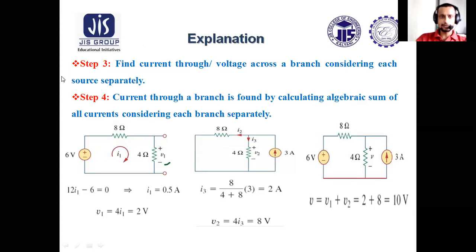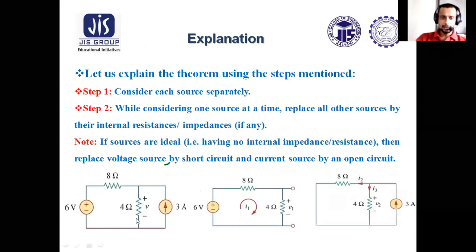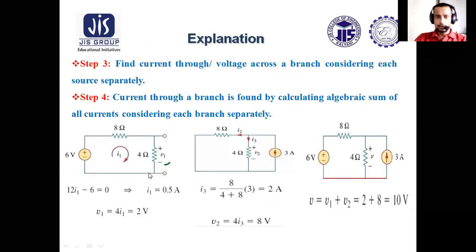See, in the question, we are asked to determine this V, that is the voltage across the 4 ohm. So while considering the first source, we'll assume that this voltage is V1. Since the I1 current is 0.5 ampere, V1 equals 4 into I1, that is 2 volt.